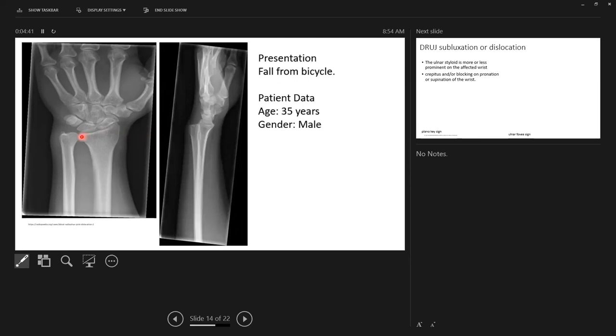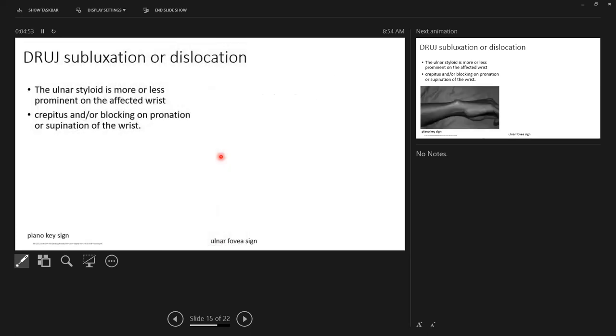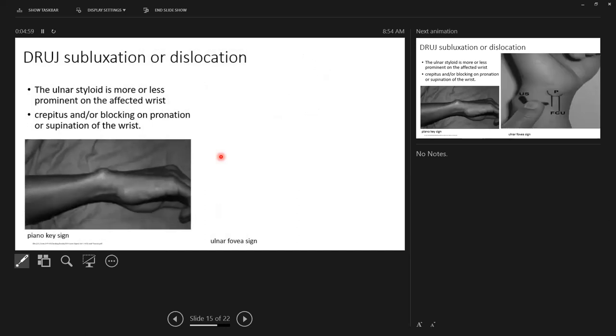Okay, you can see the radius and ulna, the space between the joint is increased. When you put it to the side, you can see the radius is disrupted. So for distal radioulnar joint subluxation or dislocation, you can see the ulnar styloid is more prominent. And you can see the presence of a piano key sign.